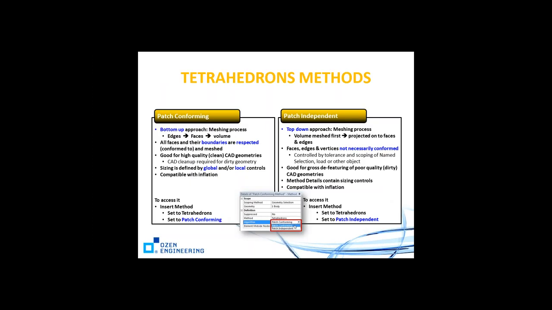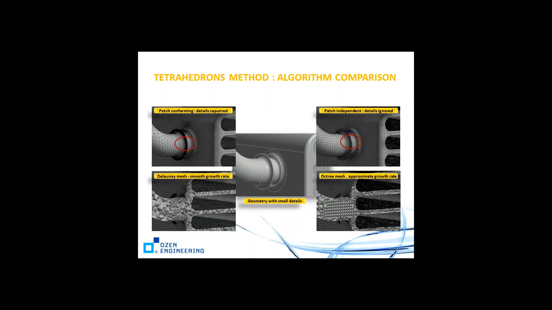So that's patch conforming and patch independent. As you see here, with patch conforming, all the details, all the geometry will be captured. Patch independent details will be kind of ignored. There are other options for the tetrahedron meshing: the Delaunay mesh, which has a smooth growth rate. As you see inside the structure, there's a nice smooth growth rate. And then there's the octree mesh, which has an approximate growth rate.